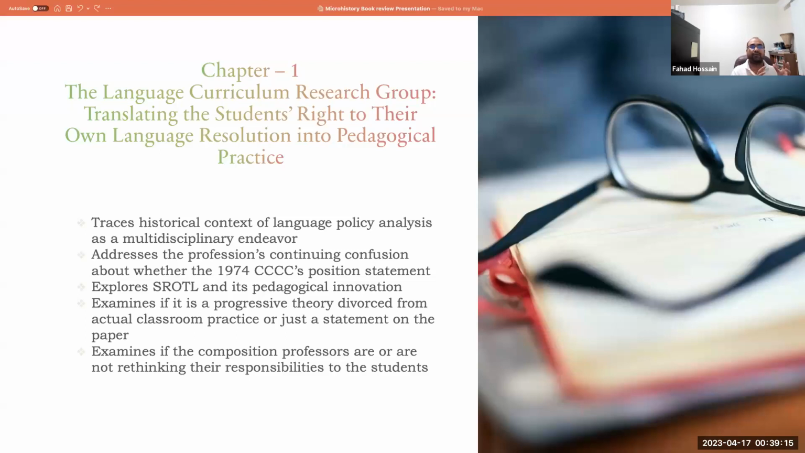Chapter number 1, the Language Curriculum Research Group. It traces the historical context of language policy analysis as a multidisciplinary endeavor. Scott Weibel starts with historical research and uses different drafts by the Language Curriculum Research Group at Brooklyn College. He also explores composition professionals' continuing confusion about whether the CCCC's 1974 position statement was transferred into real-life classrooms. It examines if the 1974 SRTOL, or Students' Right to Their Own Language, is a progressive theory divorced from actual classroom practice or just a statement on paper. And he also examines if composition professors are or are not rethinking their responsibilities to the students.